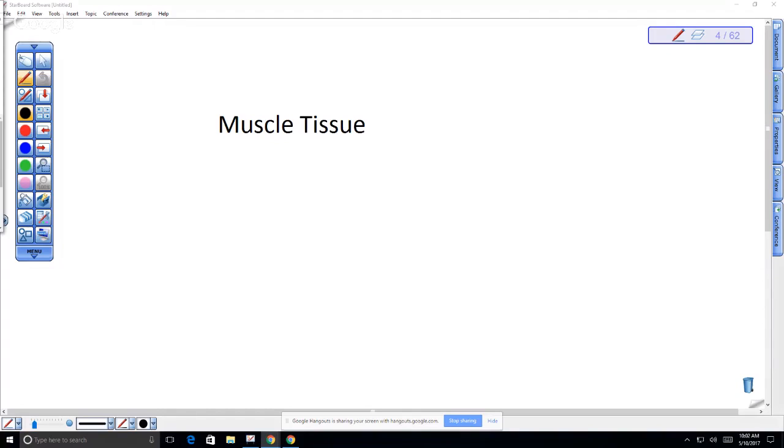Okay. So before we start today, I'm going to hand you out a diagram that we're going to label and work on today, because we're going to be looking at the microscopic anatomy of muscle tissue and how muscles are able to contract in response to motor neuron stimulation.